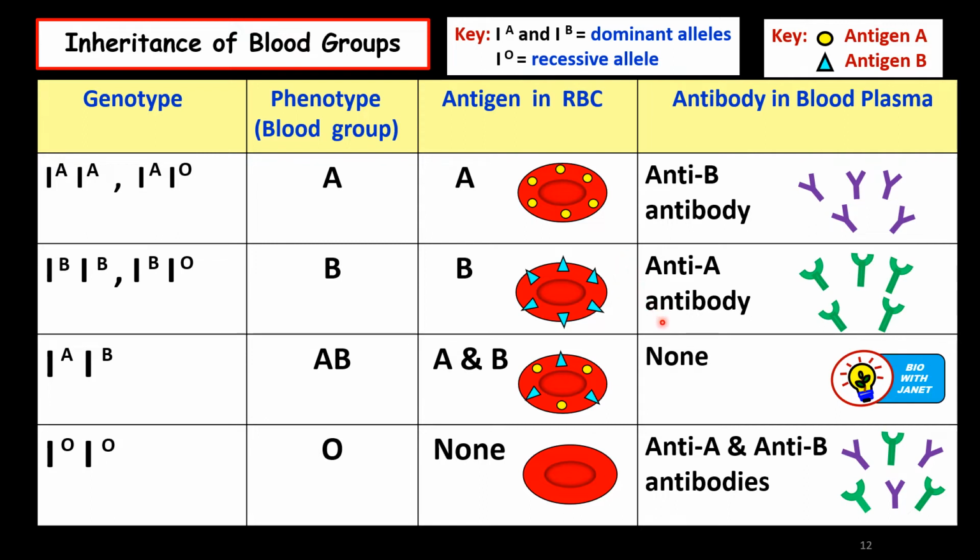And then for a person with blood group AB, he has the antigens A and B in his red blood cells, but he has no antibodies called anti-A or anti-B in his blood plasma, because of the presence of these two antigens in his red blood cells already, right? And a person who is in blood group O has no antigens A and B on the red blood cells, but he has the two antibodies called anti-A and anti-B in his blood plasma.